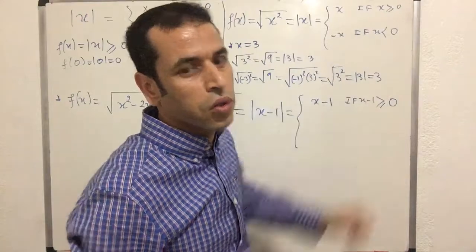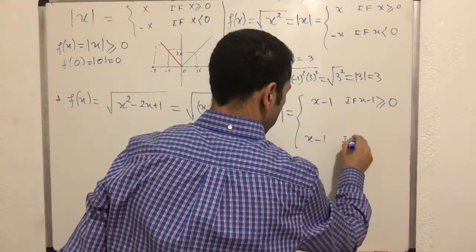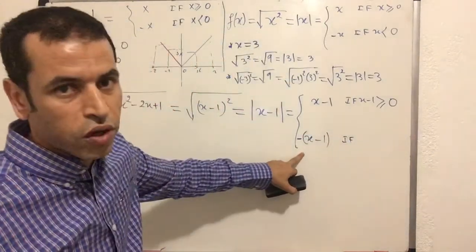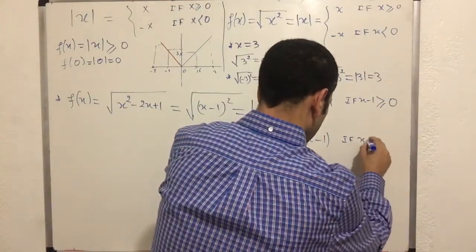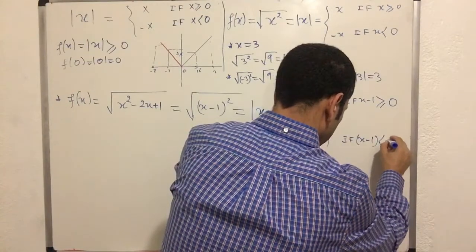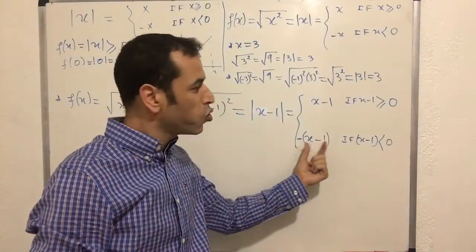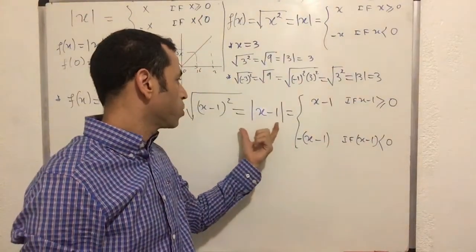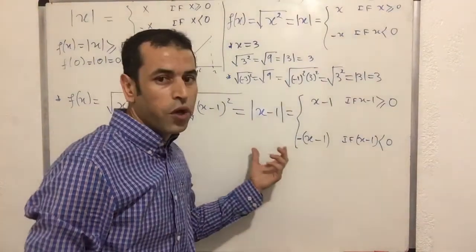F of 0 equals 0. Okay, so x minus 1 if x is positive. And there is a negative sign in the front, do not forget it. If this term, which is x minus 1, is strictly inferior to 0, if this one is negative, you have to put the negative sign in order to get a positive number. That's it. This one gives you the absolute value because it's always positive. Okay, this is for real numbers.